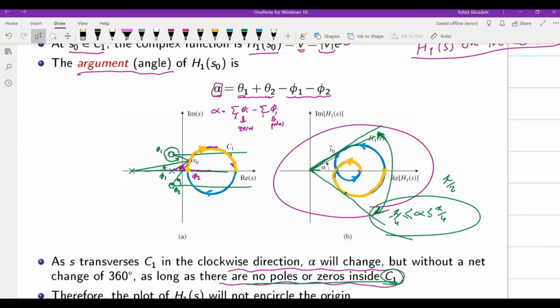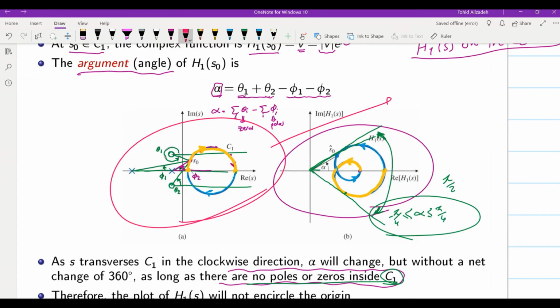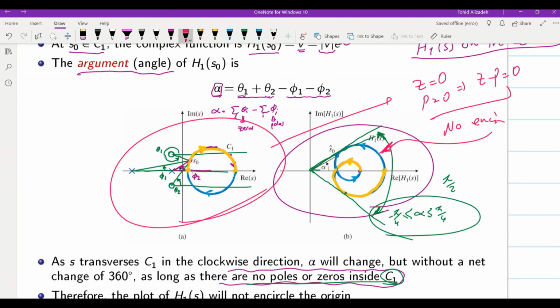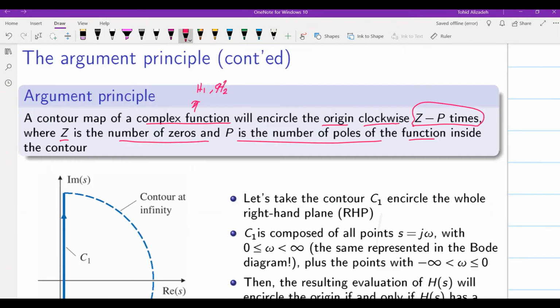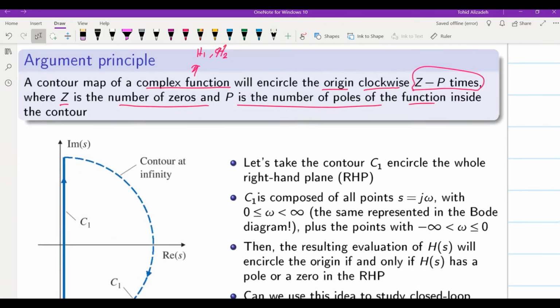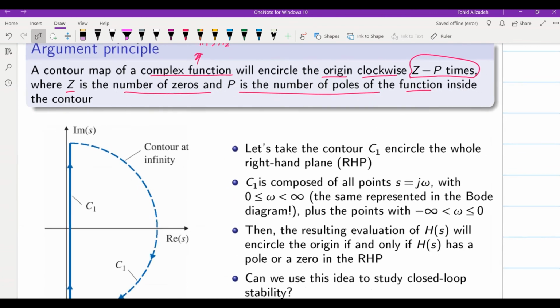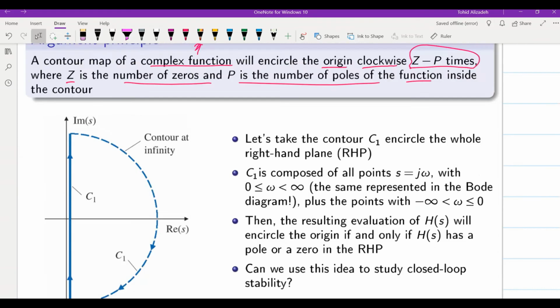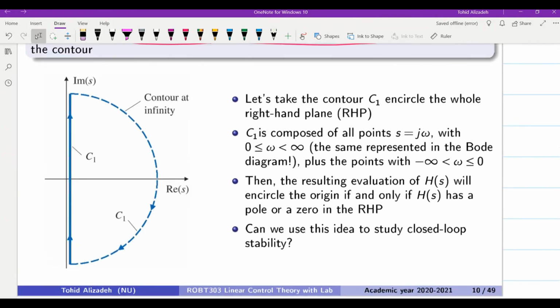For the first example that we had here, we have Z equal to 0, P is equal to 0. As a result, Z minus P is equal to 0, and we have no encirclements. And you can see that we have no encirclements around the origin over here as well. Alright, so that's basically the argument principle, and we will use this in order to form our Nyquist criterion for the stability of the closed loop system.